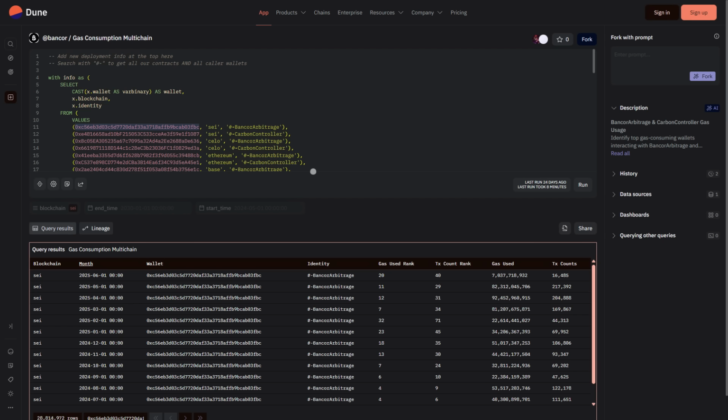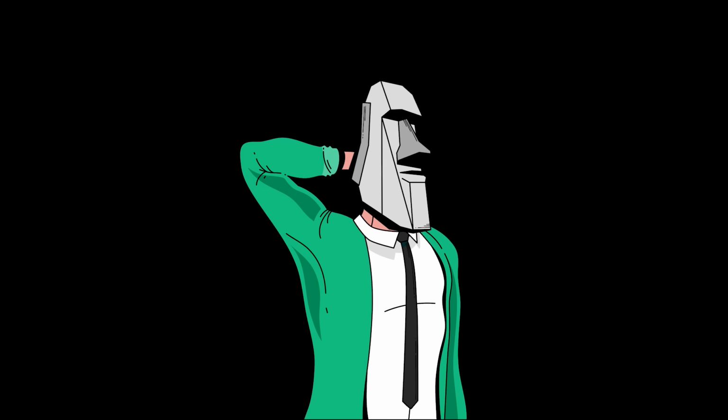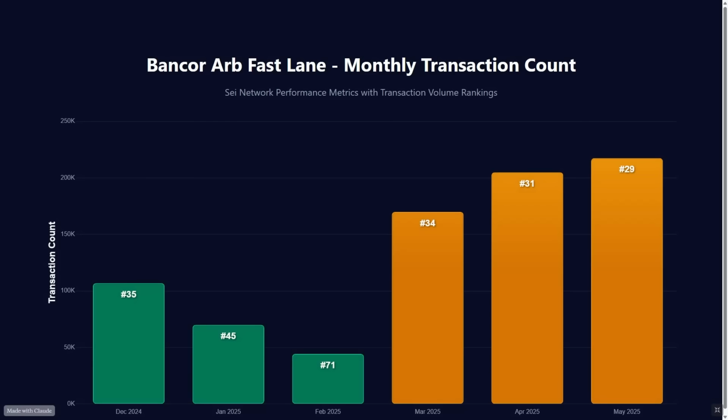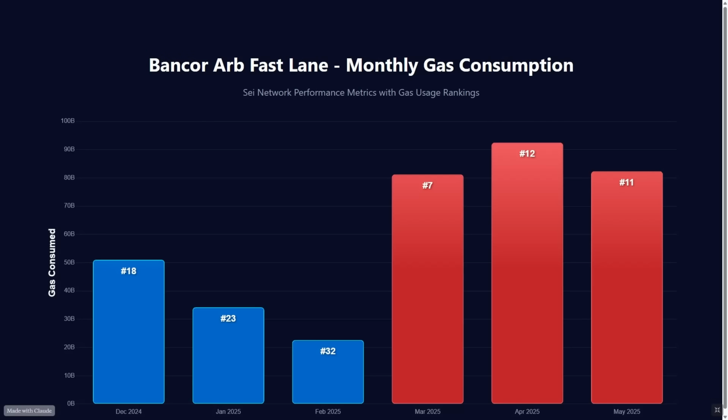Using this Dune analytics tool, linked in the description, we can see the monthly transactions, the gas used, where the Fastlane bot ranks in terms of gas use, and where it ranks in terms of transaction count. Dune, while very useful, is aesthetically challenged. So, also linked in the description is the exact same data on the 6-month timeframe, made into a chart using Claude. And I did double check, the data is accurate.